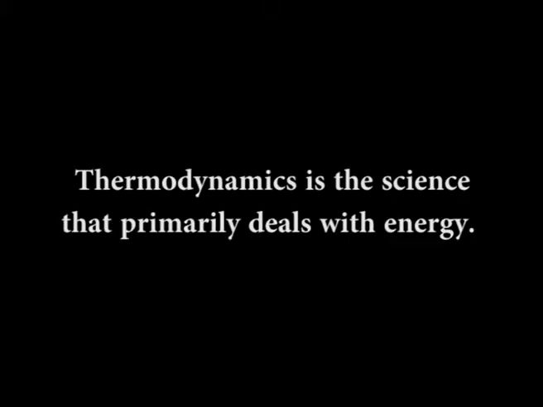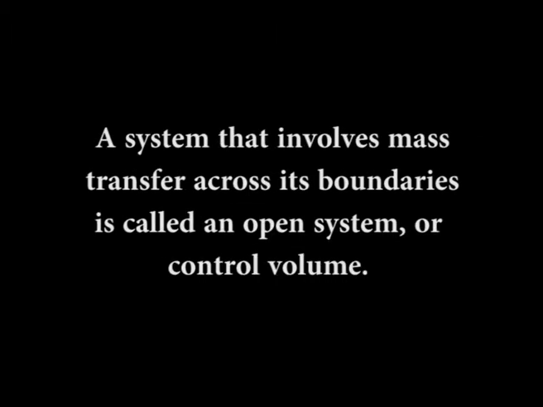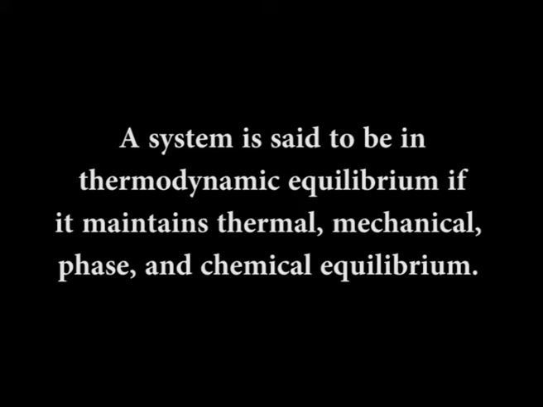So friends, here we come to the end of our discussion in this lecture, and therefore we sum up. Thermodynamics is the science that primarily deals with energy. A system of fixed mass is called a closed system or control mass. A system that involves mass transfer across its boundaries is called an open system or control volume. A system is said to be in thermodynamic equilibrium if it maintains thermal, mechanical, phase and chemical equilibrium.